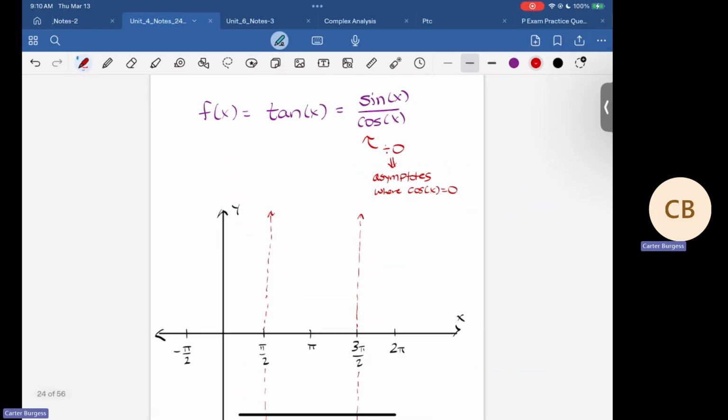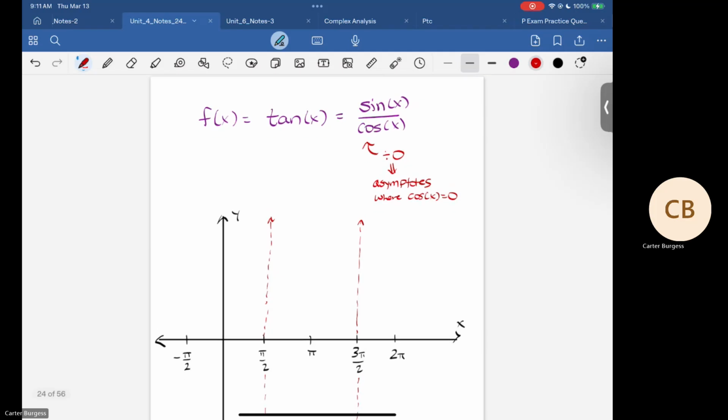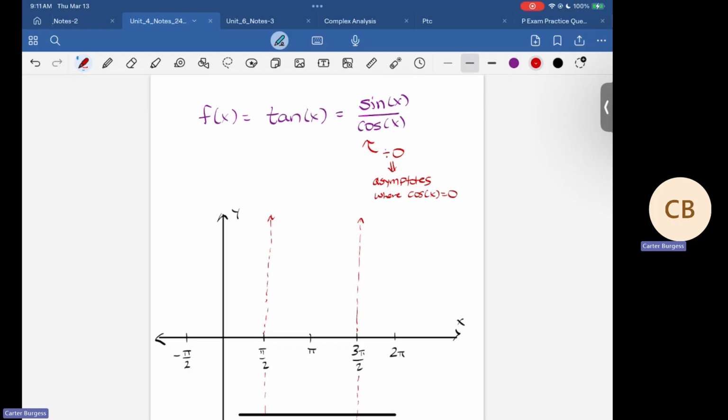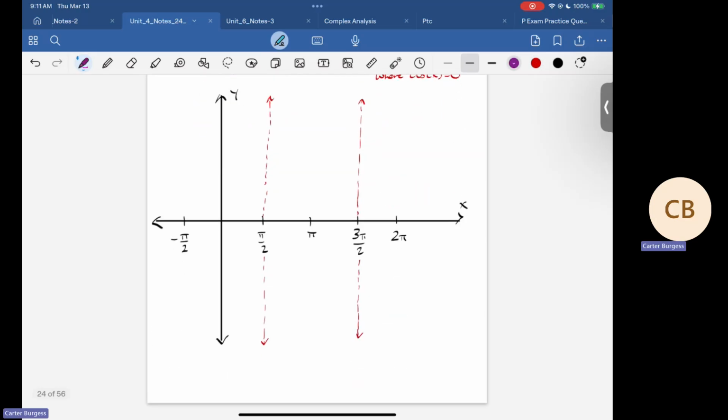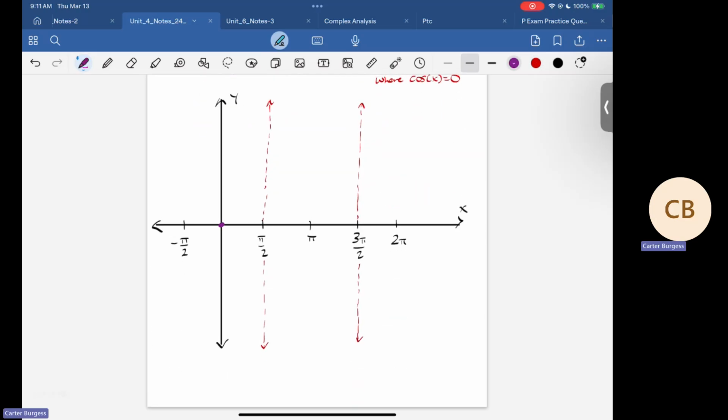What are we going to find at the zeros of sine? Because every other value that I have is a 0 of sine rather than a 0 of cosine. What happens to tangent when sine is 0? So we said cosine can't be 0 because it creates asymptotes. What happens when our numerator is 0? What's 0 over anything? 0 over anything other than 0 is going to be 0. And so we end up with a bunch of midline points at the zeros of sine.